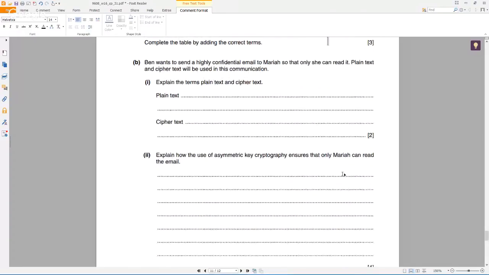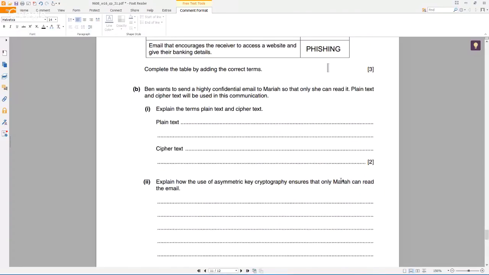And the last question is about cryptography. Ben wants to send a highly confidential email to Maria so that only she can read it. So you need to explain what plain text and ciphertext mean. Plain text is the original message that Ben wants to send. The ciphertext is the encrypted version of the original message.